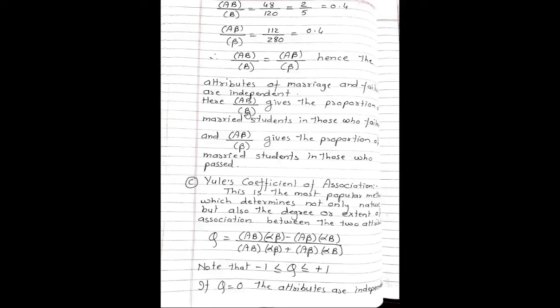Here, AB upon B gives the proportion of married students in those who failed, and A beta upon beta gives the proportion of married students in those who passed.